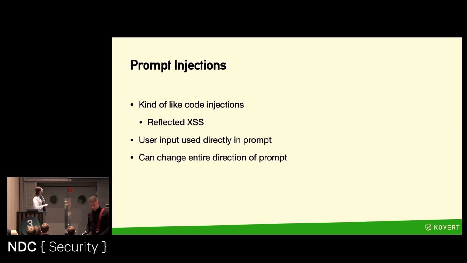Some of them, the prompt injections: there's indirect prompt injection and there's direct prompt injection. A direct prompt injection is sort of like reflected cross-site scripting, you could say. It's not really comparable, but closer. It's when user input is used directly in a prompt, and it can change the entire direction of a prompt. If your model was originally a chatbot, a prompt injection can make it into something different.